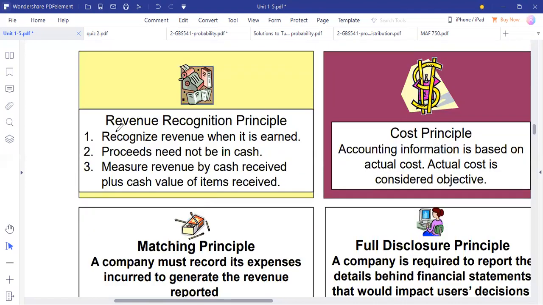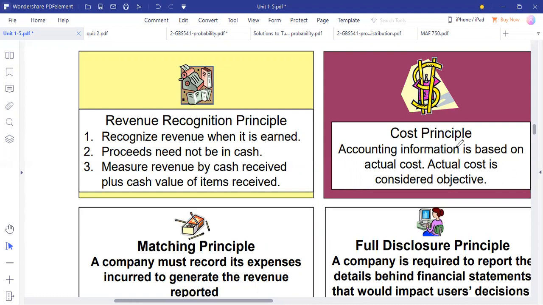There's what is called the revenue recognition principle, which simply recognizes revenue when it's earned, not when you actually receive cash. So for instance, if you're dealing with a transaction where you sold goods on credit, you record it as revenue, not when you receive money. The proceeds need not be in cash. So you could still recognize that as revenue, even if it was not made by cash.